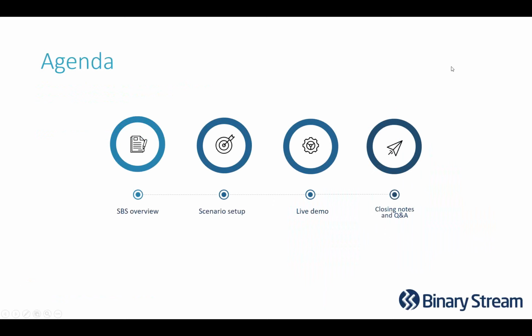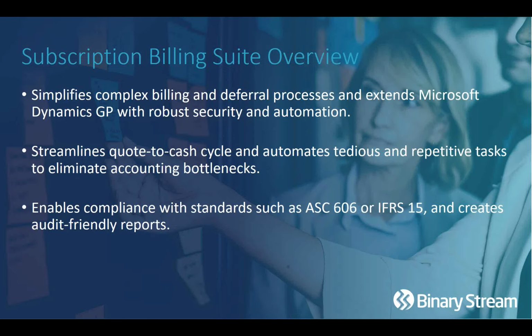So in terms of a bit of background about who Binary Stream is, we are Canadian, in case my accent didn't give it away. We're based out of Vancouver, and we've been developing GP solutions for 19 years now. So we've been around for a while, just as the TM group has. Our flagship product is multi-entity management, which some of you might know, but the second biggest product that we have is the Subscription Billing Suite, and it helps people in a number of industries be more effective. So let's take a look at some of those ways that it happens.